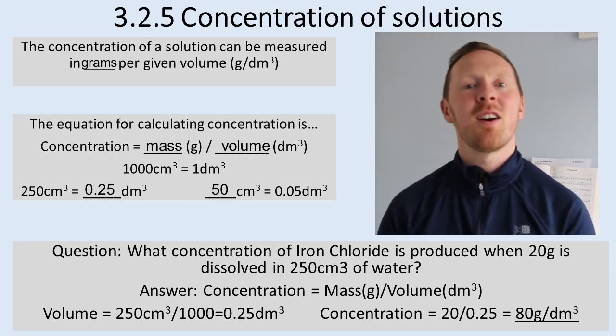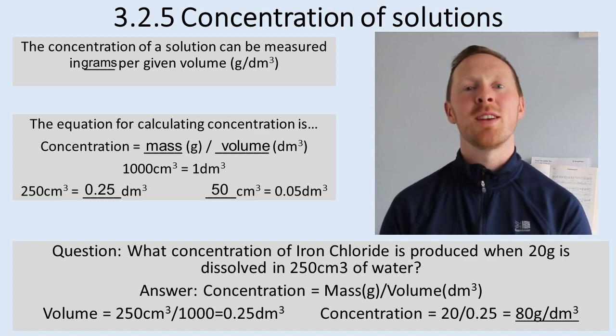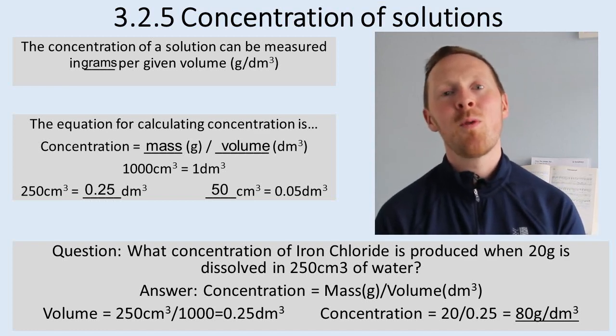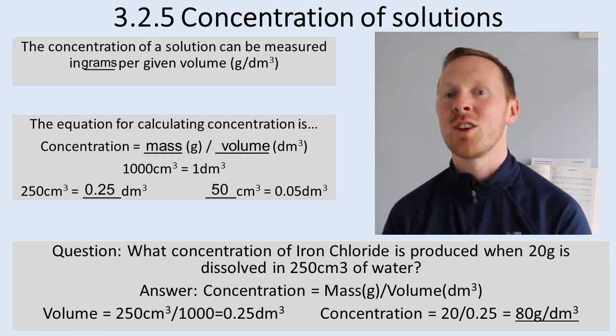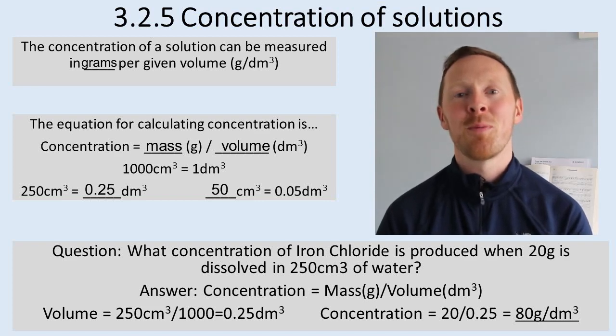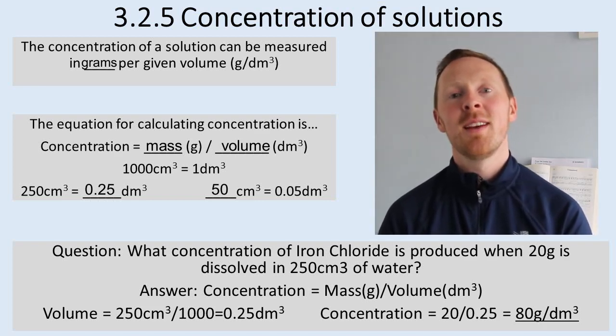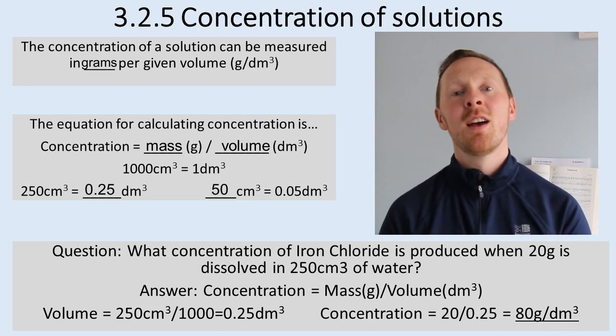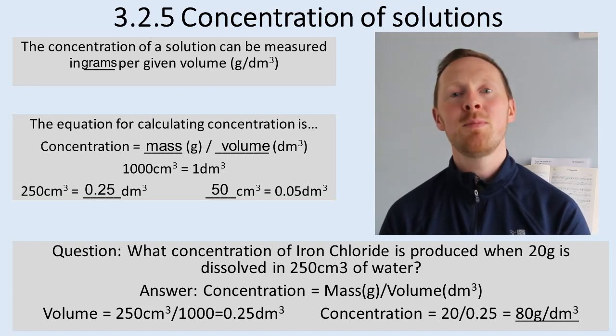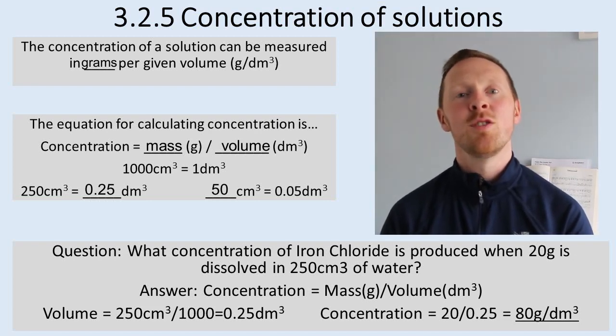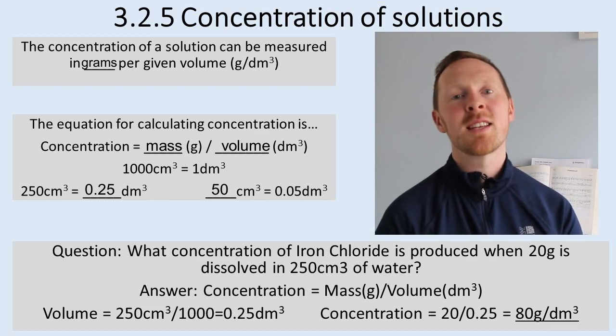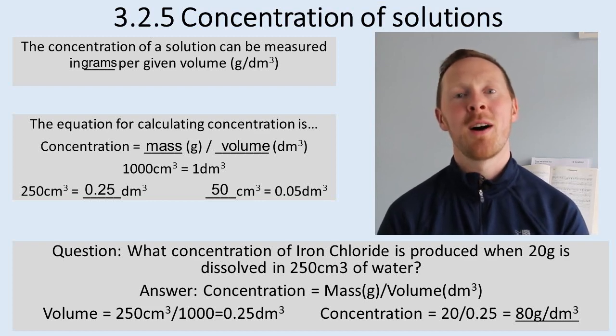Well, you know the mass of iron chloride is 20 grams, and you know the volume of water is 250 centimeters cubed. But remember, your first job is to convert centimeters cubed into decimeters cubed. So 250 centimeters cubed divided by 1,000 is 0.25 decimeters cubed. That'll get you the first mark.